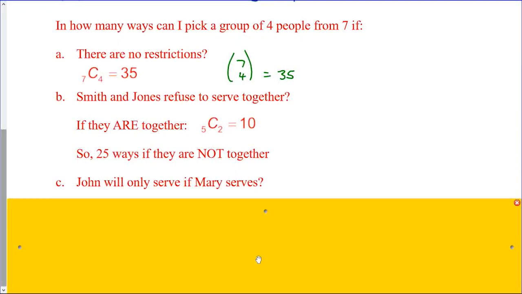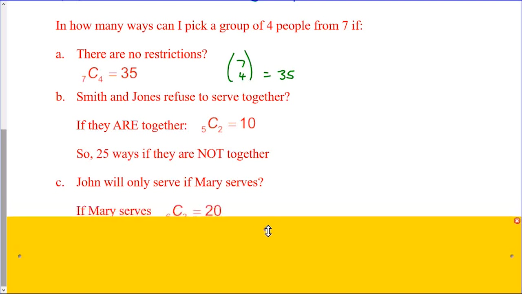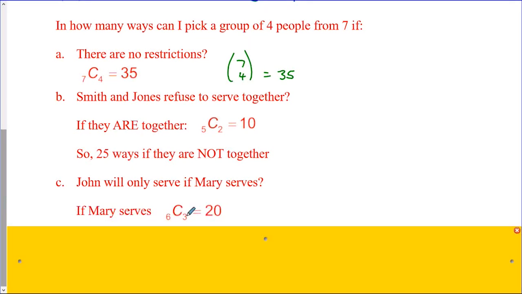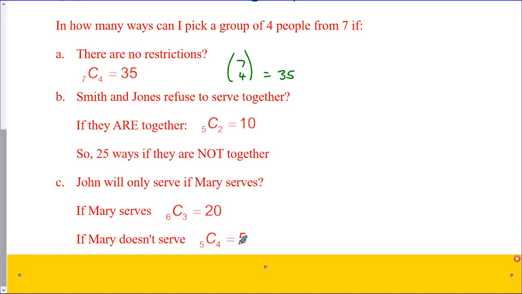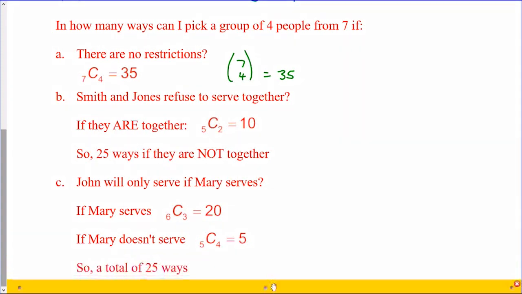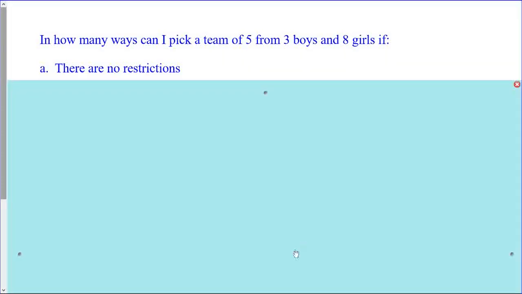Let's have a look. What if John will only serve if Mary serves? Well, if Mary serves, then we need an additional 3 people from any of the 6, including John, which gives us 20. If Mary doesn't serve, then John won't serve either. So we need 4 people, but we could only choose them from 5, because of the 7, Mary and John are not serving. So that happens to be 5. So in fact, there are a total of 25 ways that can happen. Right.